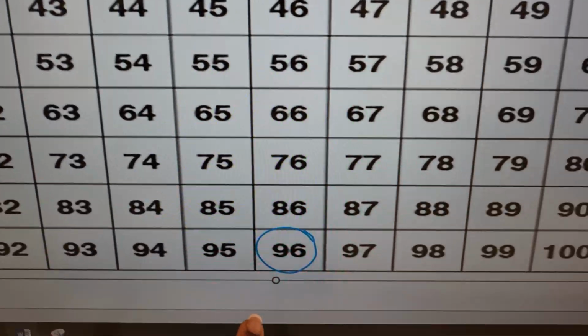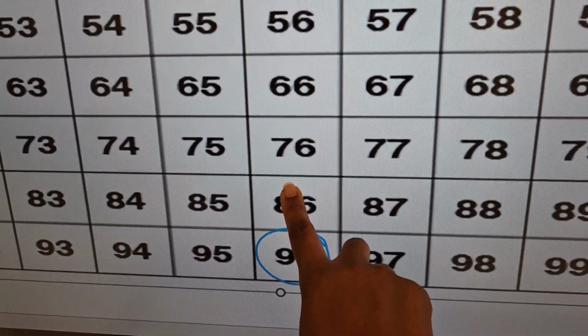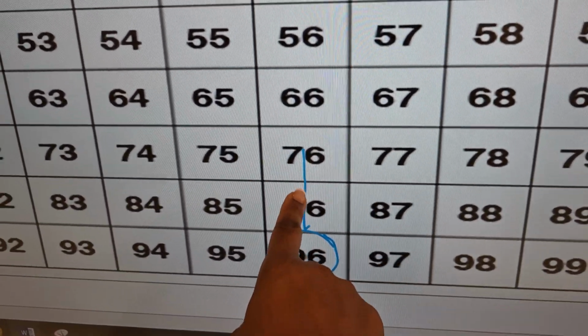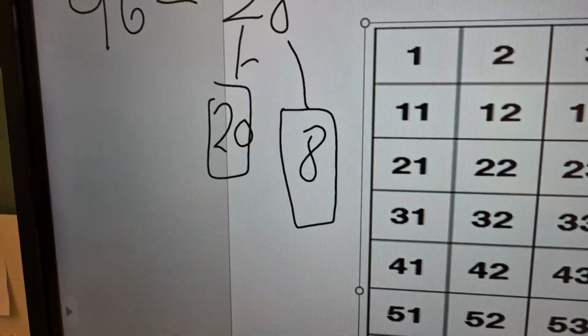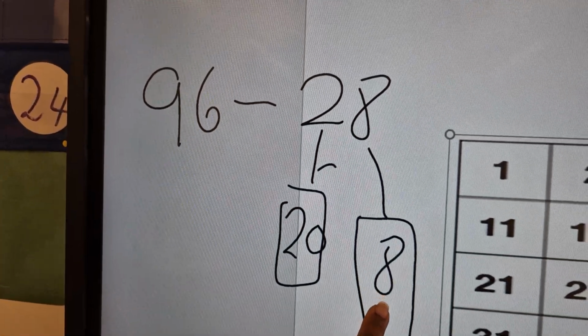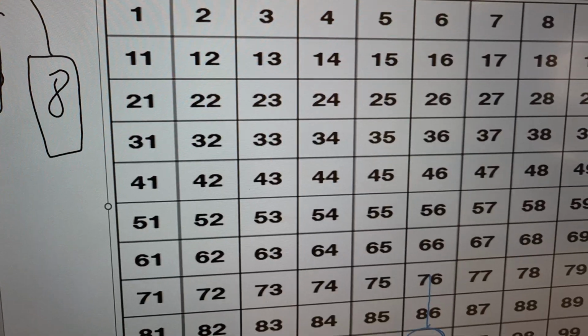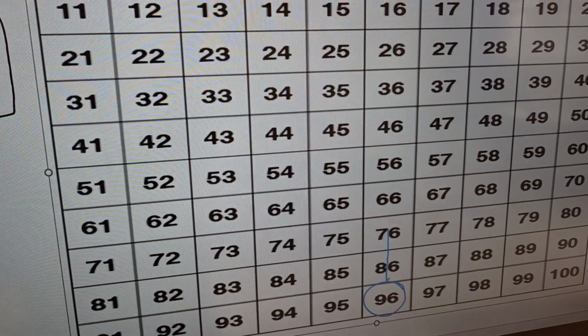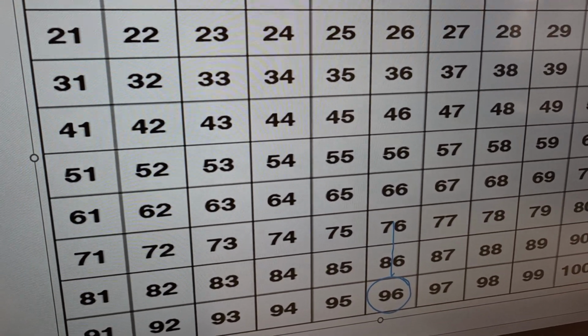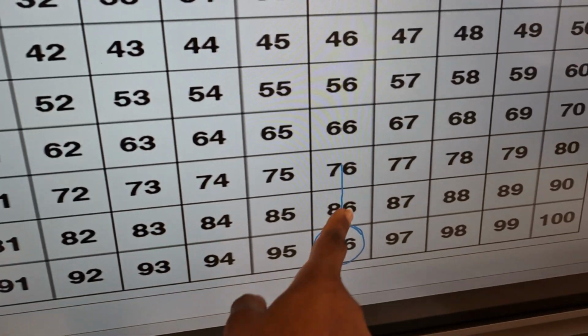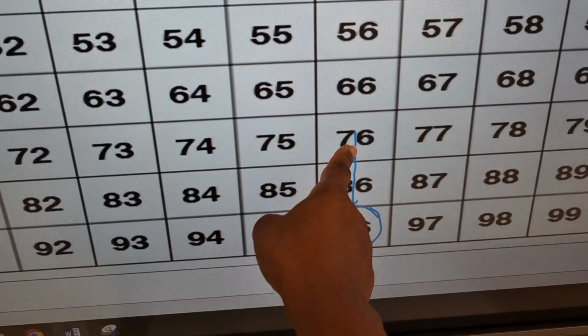I'm going to go back on the chart. I'm going to go 1, 2. Now we're on 96. And then I am going to count 8 1s. I'm going up and backward counting 8 because we are subtracting. So I'm going to count 8 1s.